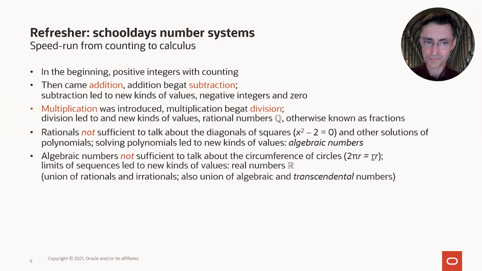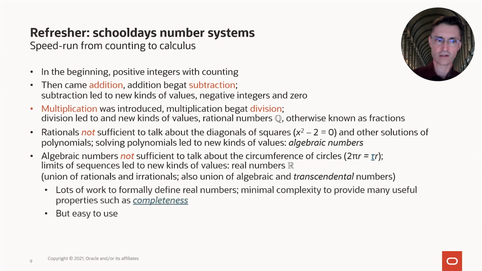Those aren't enough either, because if we want to talk about the circumference of circles, the circumference of a circle is 2 pi times the radius, we need a different kind of number still. We need real numbers. And real numbers are kind of complicated. They can be decomposed in a few different ways: rationals and irrationals, algebraic and transcendental numbers.